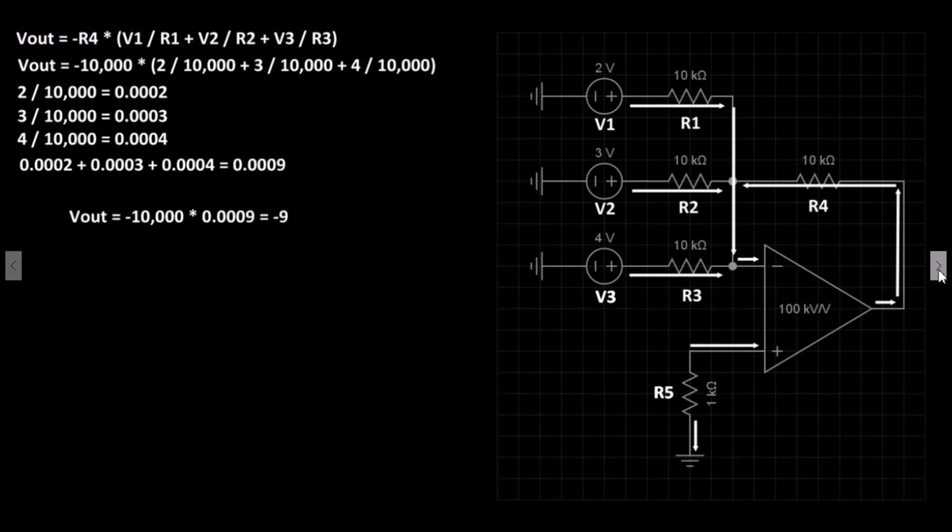So voltage out equals negative 10,000 multiplied by 0.0009, which equals negative 9. Remember, this is an inverting amplifier, so the output will be a negative value. Let's go to the simulator and see the working circuit.